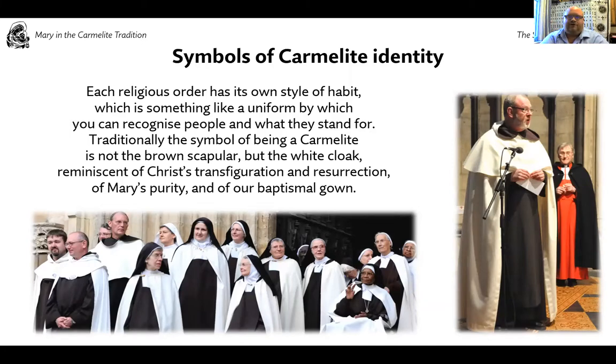Now, traditionally, the symbol of belonging to Carmel wasn't the scapular, it's the white cloak. We've already seen the significance of the cloak in the icon in Cyprus. The white cloak, which we heard yesterday, is reminiscent of Mary's purity as well as Christ's transfiguration and resurrection, and a reminder of our own baptismal gown. So here are Carmelite friars, sisters, both OCARM and OCD, ancient branch and discalced, all wearing white cloaks.